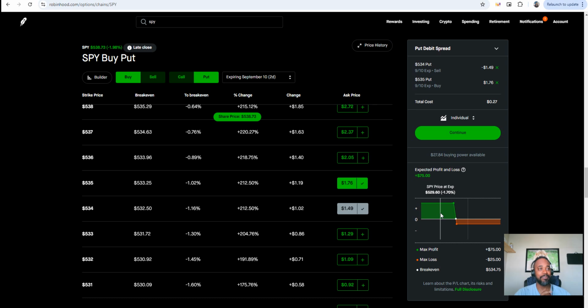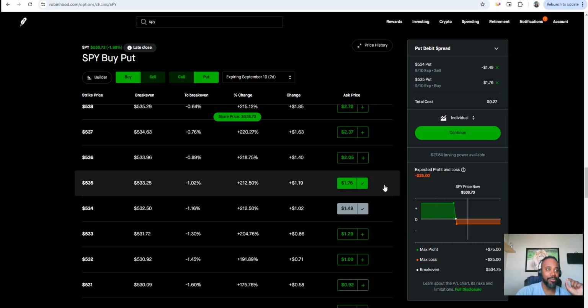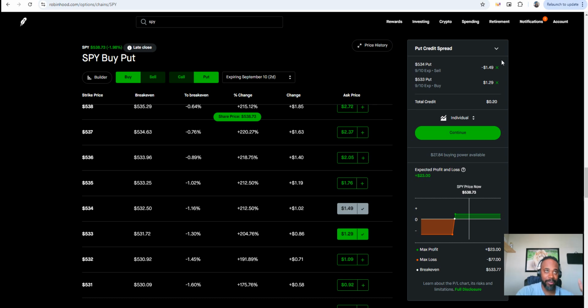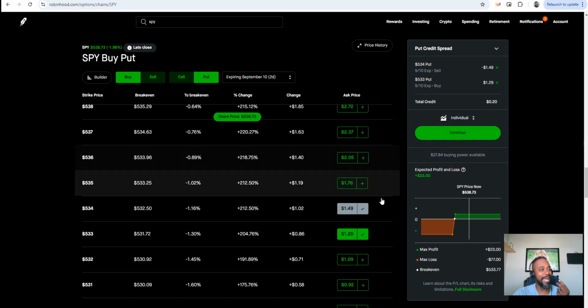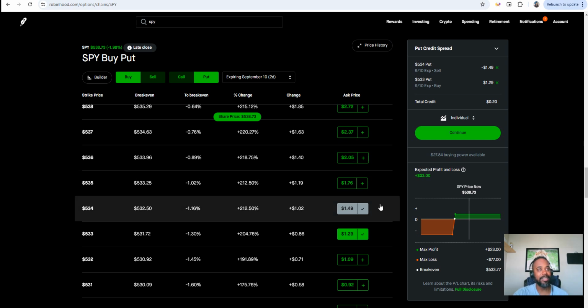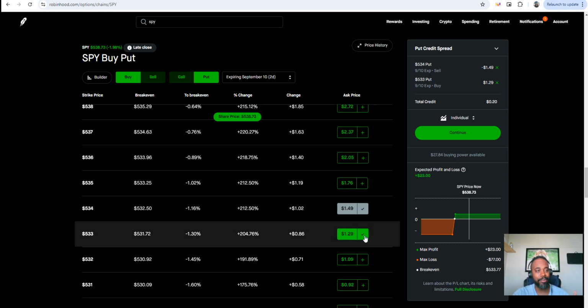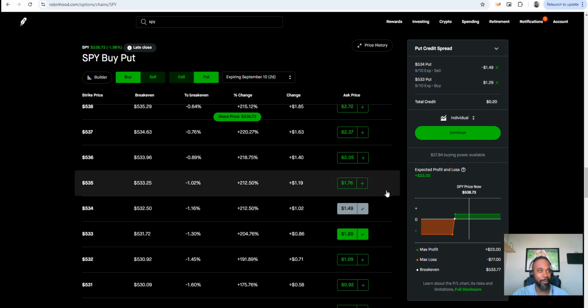Okay, so why would you do a put credit spread? Going back to the credit spread, I'm sorry, you would do this if you were a person that did not have the capital necessarily to sell a put outright. So this is basically a cheaper way to make a premium if you don't have $50,000 to just sell a put outright on the ticker symbol SPY, right?